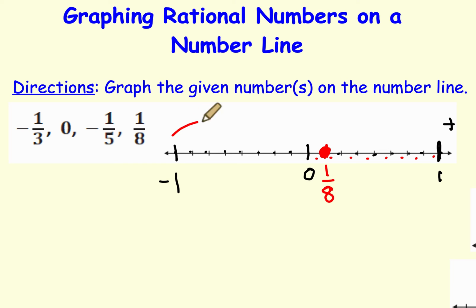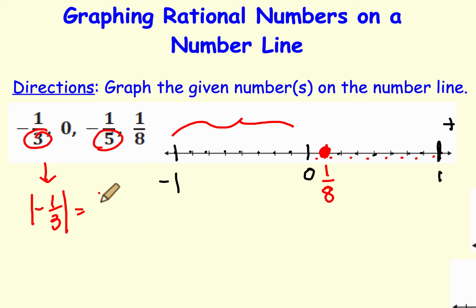Now over here, I have 8ths, but my denominators are 5 and 3. So what I need to do is figure out approximately where it would be. So I know that negative 1/3 has an absolute value of 1/3. And because of that, it's going to be about 1/3 of the way. Well, I'll do a little math.